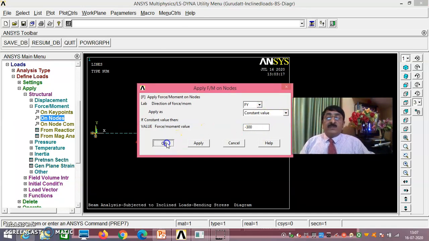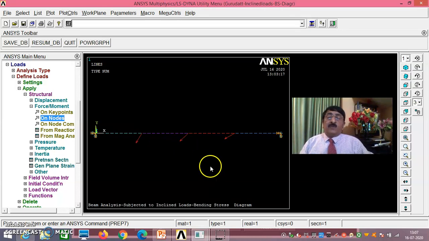Okay, here you have to be very careful. Now you see here, the loads have been applied properly. This is at 60 degrees, minus 100. This is at 45 degrees, minus 200. This is at 30 degrees, minus 300 newtons. For these loading conditions, we have to solve the problem and analyze, and you have to get the bending stress diagrams properly and deformation also properly.